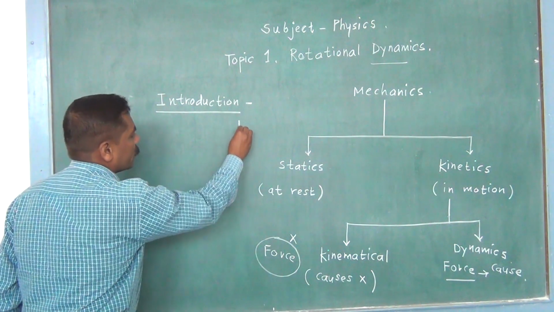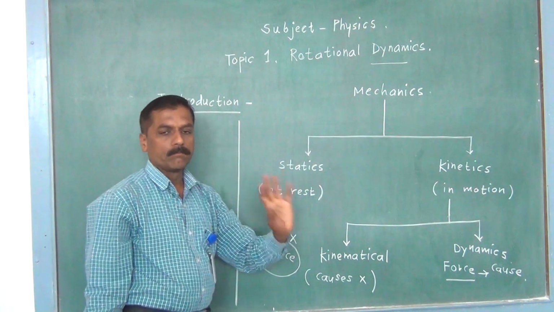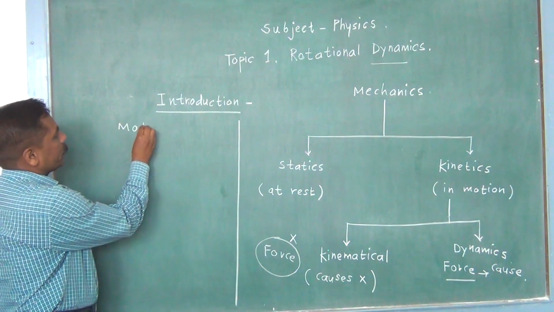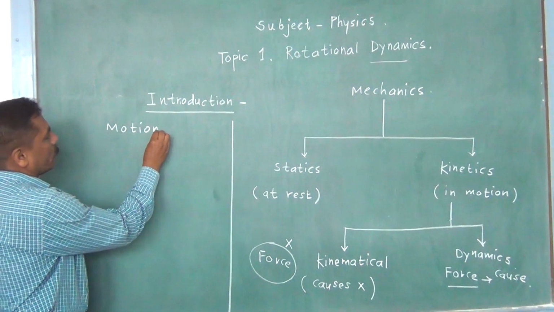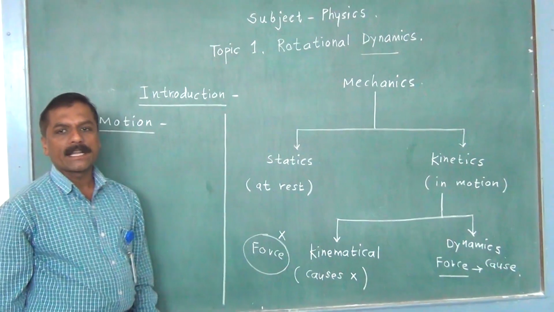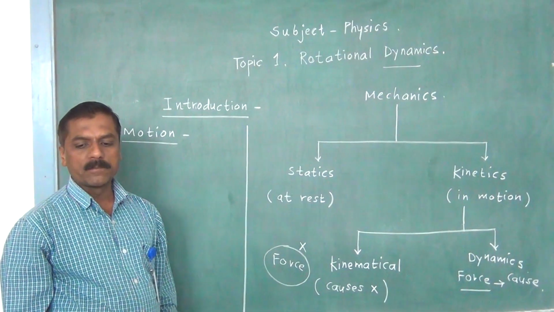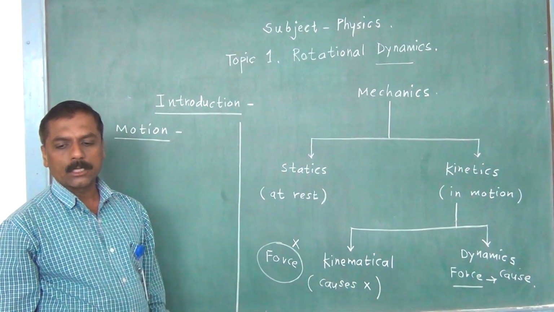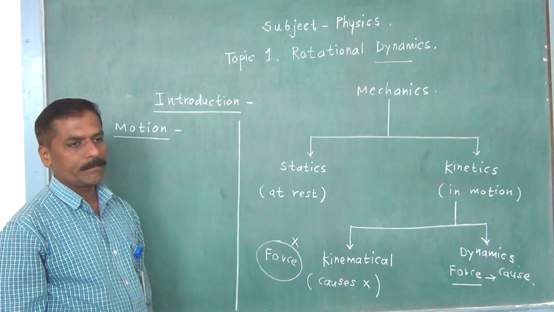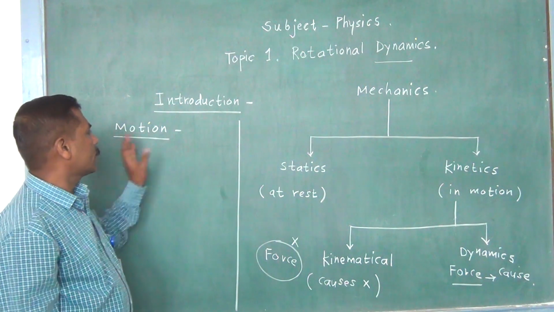Secondly, when we consider this rotational one, we know there is a terminology which is called as motion. Now we know the motion is defined as the change in position of an object with respect to surrounding in a given interval of time. So this is the definition for the motion.